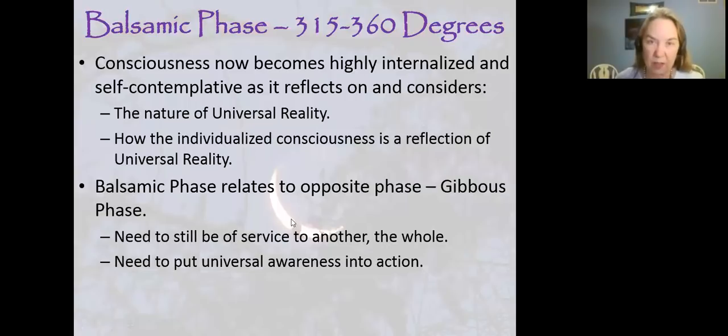So balsamic phase opposite to gibbous, okay, this is where we really learn how to go back to being of service to another person. And this is how we learn to go back to service to source. And we have to put that universal awareness into action. We're cleaning up all the karma between the two planets, and we're learning how to put it into action. Now, my phrases that I like to say, balsamic phase and Pisces 12th house: what would you have me know, source? What would you have me do, source? And you ask and ask and ask until source reveals it to you.